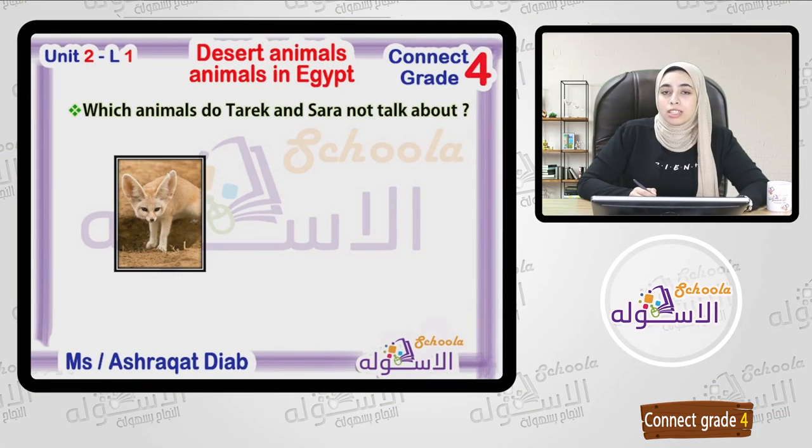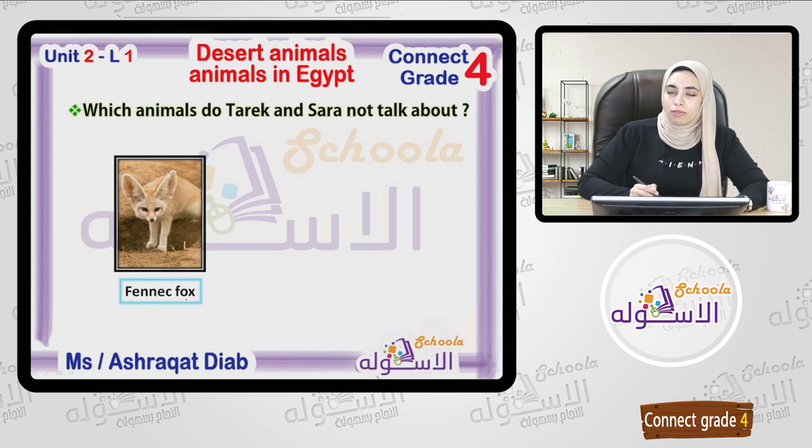Look at this picture. Do you know what this is? Do you think it's a cat? It's a dog? Very good. It's a fox. Great. But it's not just a fox. It's fennec fox. Fennec fox is a type of fox that lives in the desert, and we will talk about it in detail, God willing, in the next lesson. So this is fennec fox.